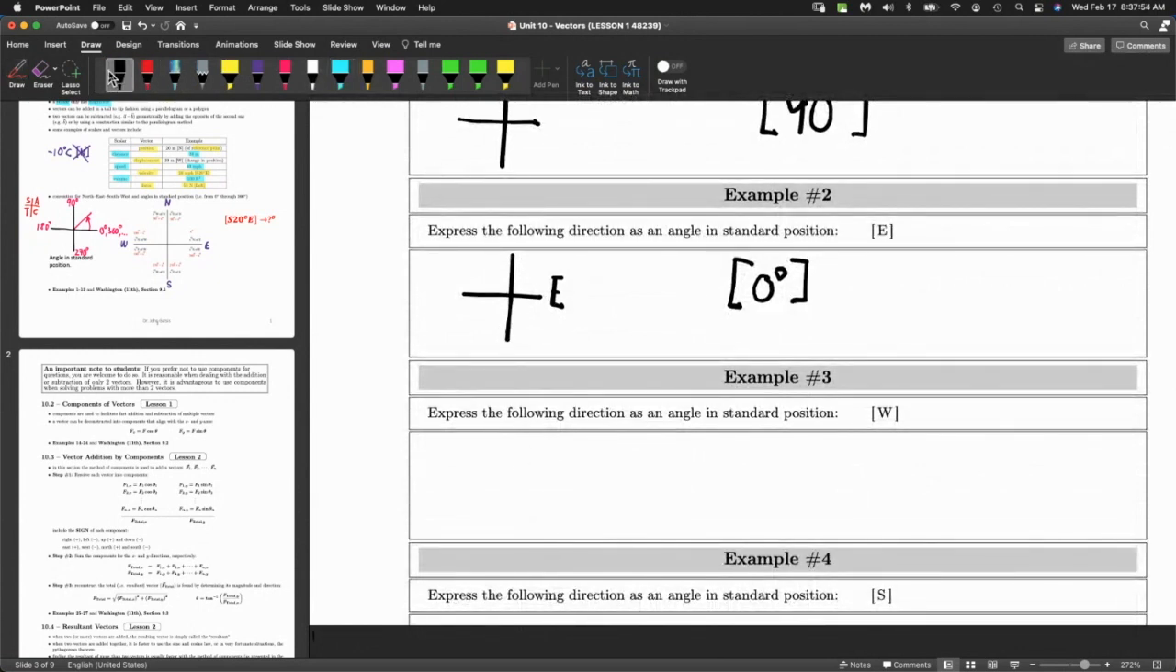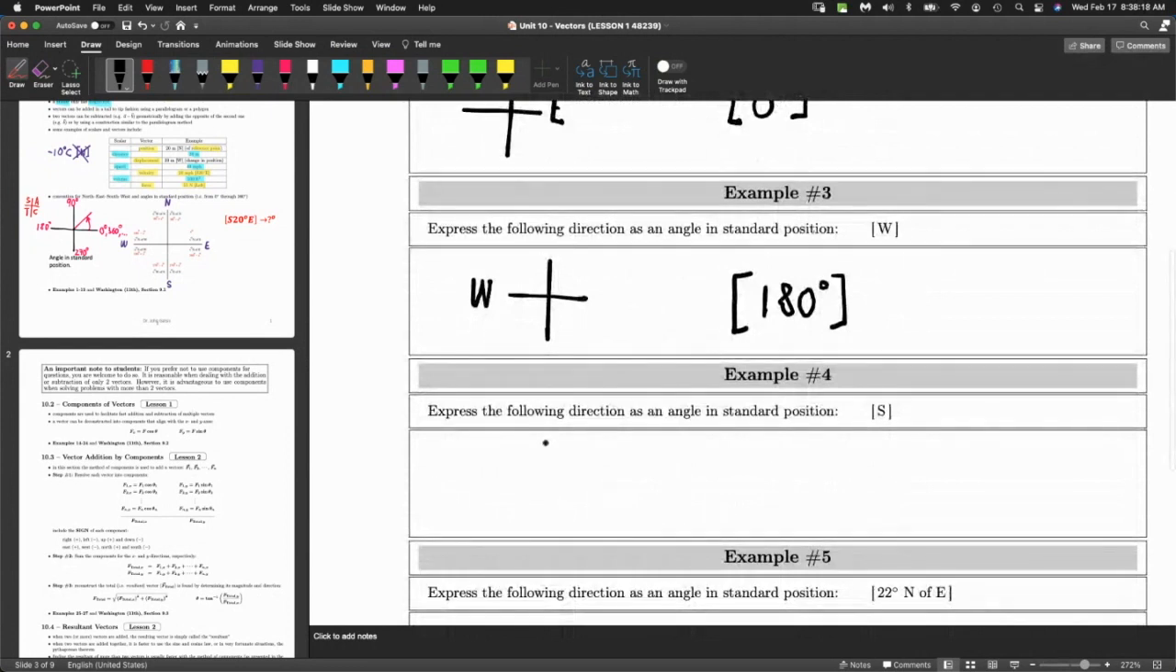Okay, so I'm going to go a little quicker on the first four because I do think that these are the easier ones. Okay, someone else in the chat. What's west? What would west be? Thank you. So west is 180. And finally, south. So what's south? What is south? How many degrees?